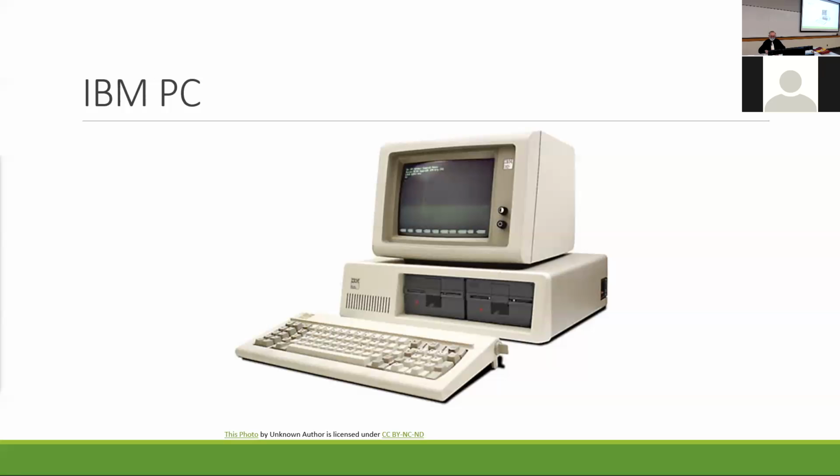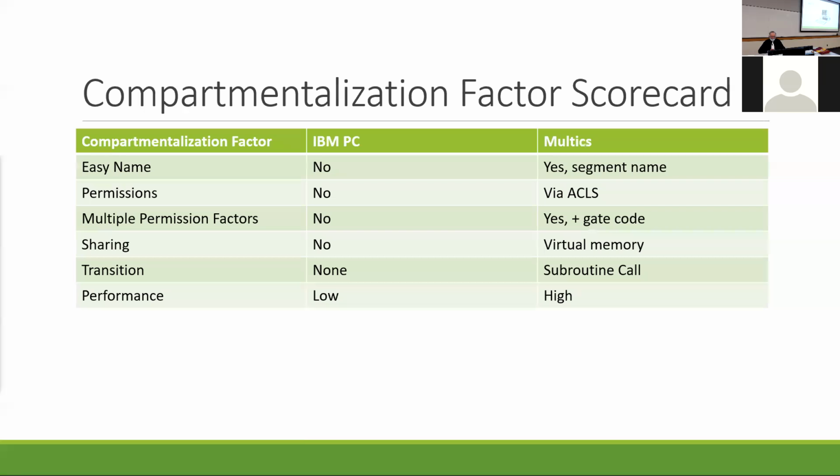Let's just take a look at the compartmentalization factor scorecard. You can see that basically the PC's got nodes in everything, while the Multics has great things in everything that can. Let's go to the next slide.